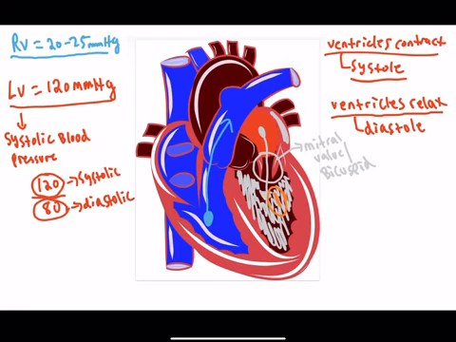The pressure at which these ventricles are relaxing is your bottom number in your blood pressure reading. In this case, your left ventricle will pump at about 120 millimeters of mercury. That's your systolic number. And the pressure at which your ventricles relax and fill with blood is going to be 80 millimeters of mercury. So that makes up 120 over 80. That's just a side fact, to compare how much harder the left ventricle pumps than the right ventricle.